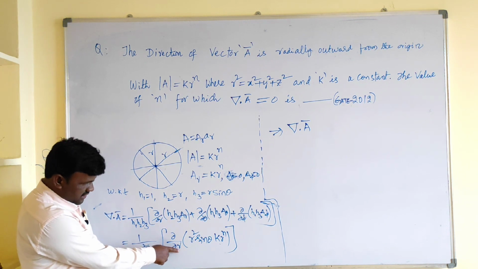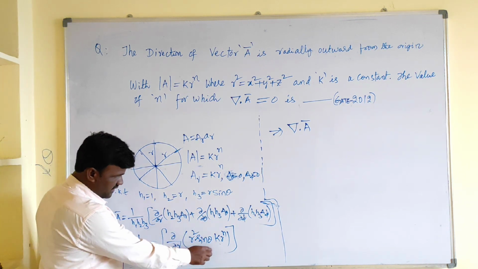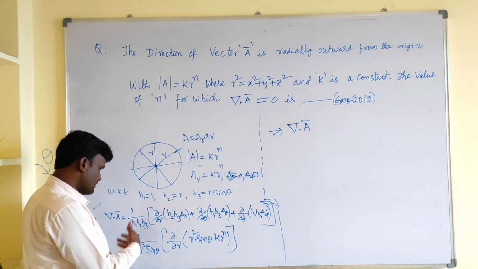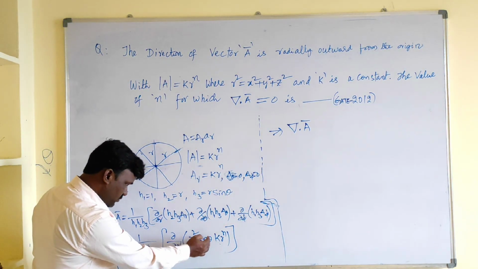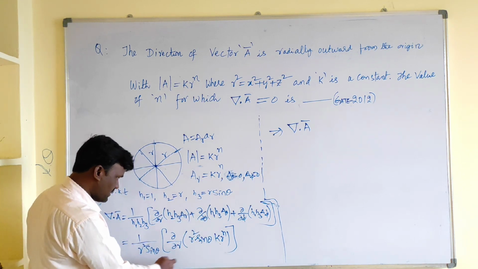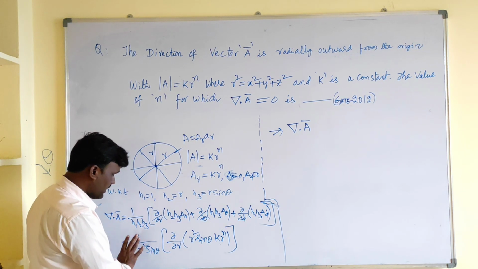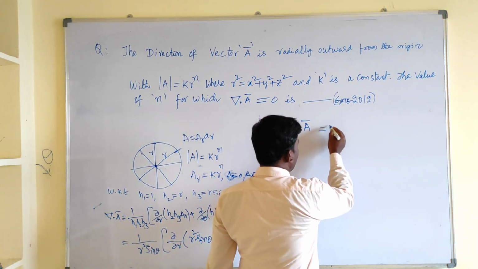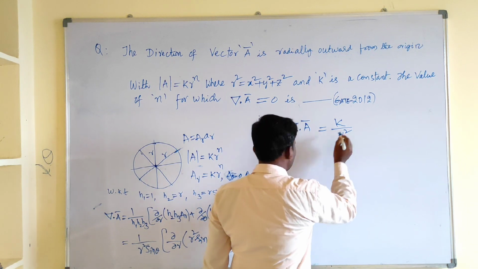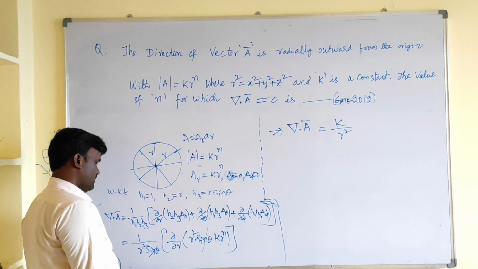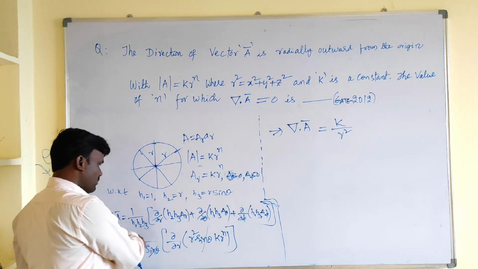See here, partial differentiation with respect to r means sin theta and k are constants except the r terms. That means we can take k sin theta out of the partial differentiation. We will get k sin theta by r square, that is nothing but k by r square. Since sin theta cancelled out and k is constant, that is k by r square.